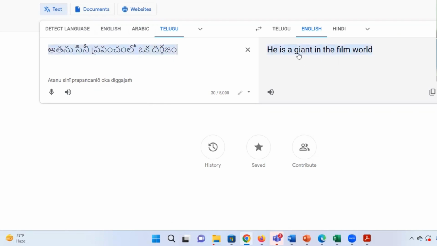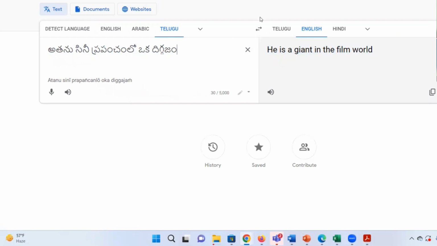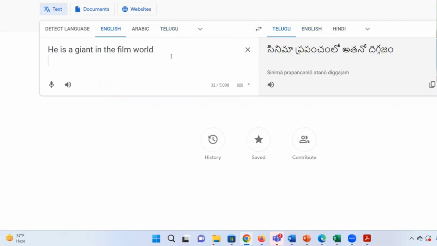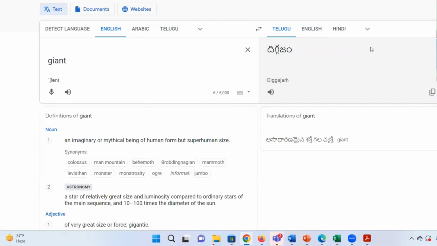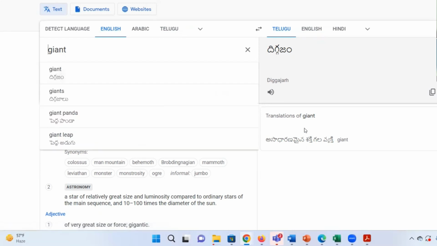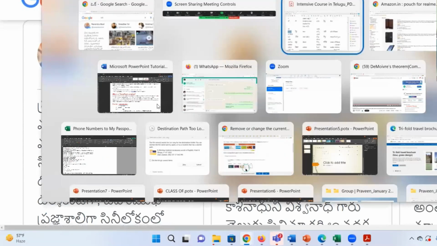So giant. Let me check here, because sometimes we need to cross-check with words like giant. So I will type giant again. Giant: an imaginary or mythical being of human form, but superhuman size. Yes, it's correct. Asadharanamena shaktigala vyakti. So Diggaja means giant. Okay, let's go to the next one.